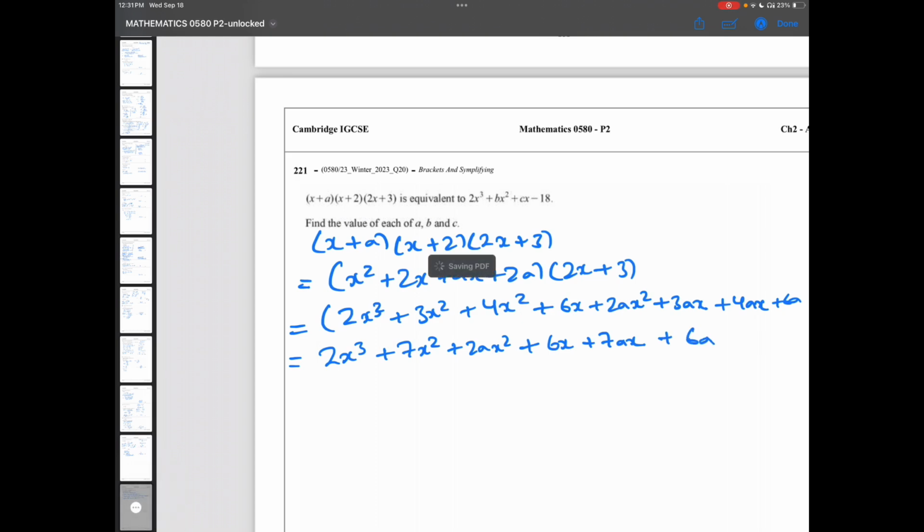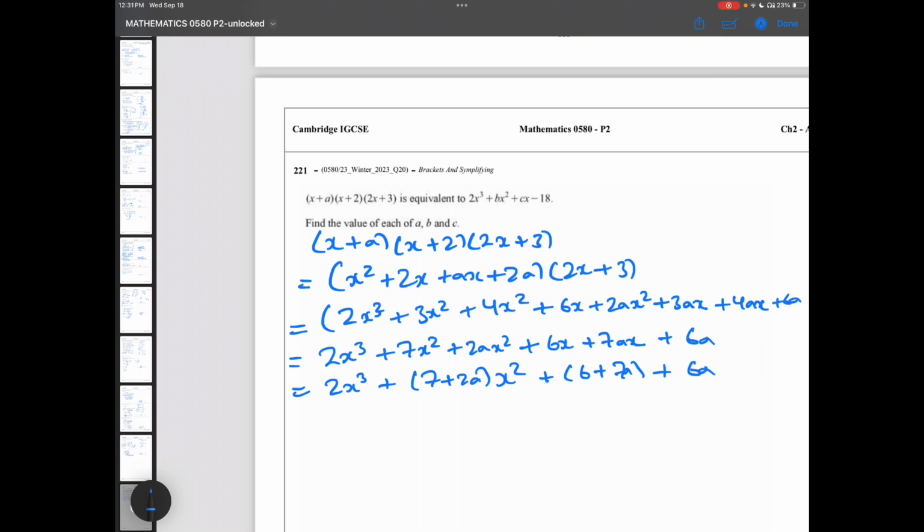Now I will take x square common from the x square terms and x common from the x terms. I will write 2x cube plus, if I take x square common, I will be left with 7 plus 2a. And when I take x common, I will be left with 6 plus 7a, plus 6a.